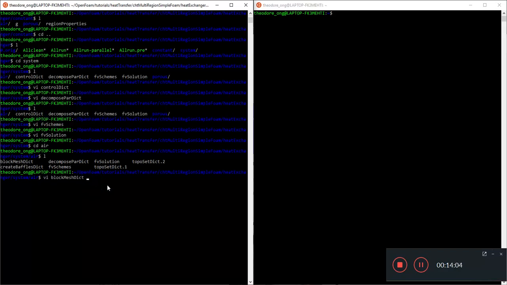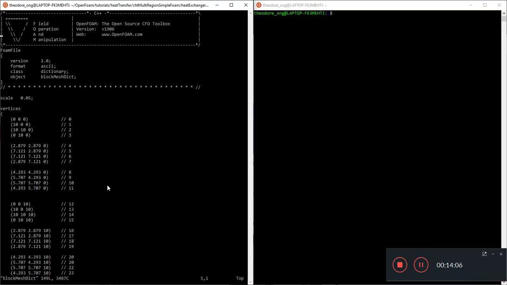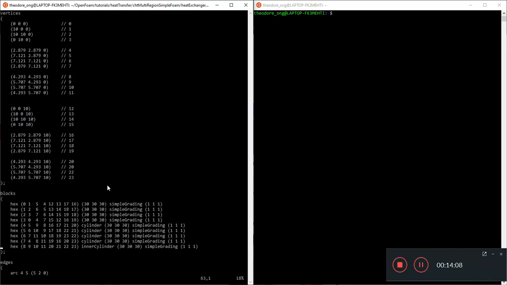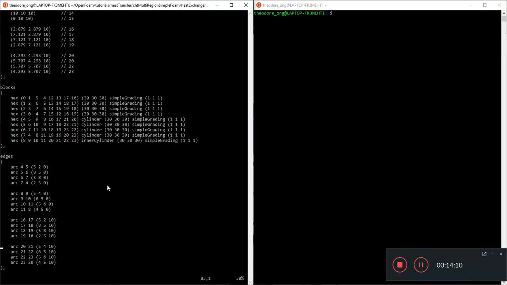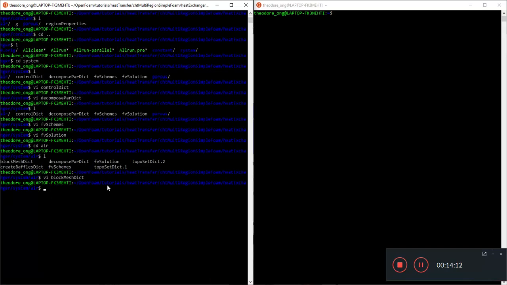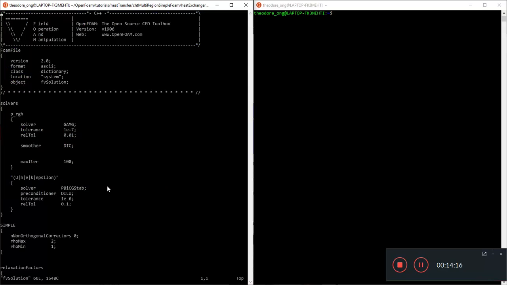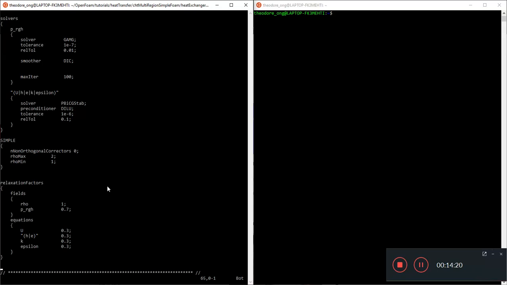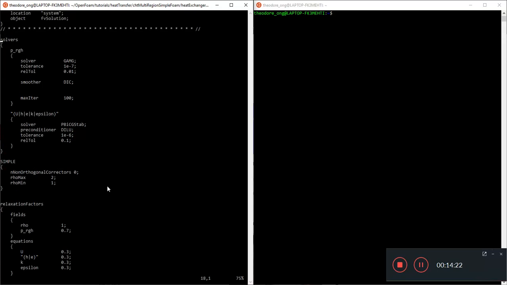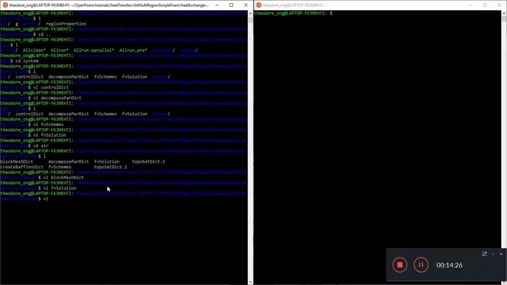So let's take a look at the block mesh dict. So it looks like a very complicated block mesh dictionary. So we have some little more complicated geometry with some arcs. And look at the FV solution, and we see all the solvers are over here, the simple solvers, all right, with some relaxation factors. So these are the solver inputs for the air system.